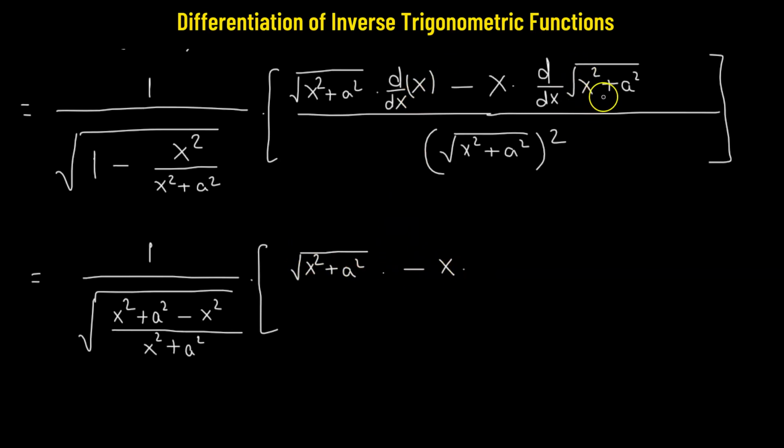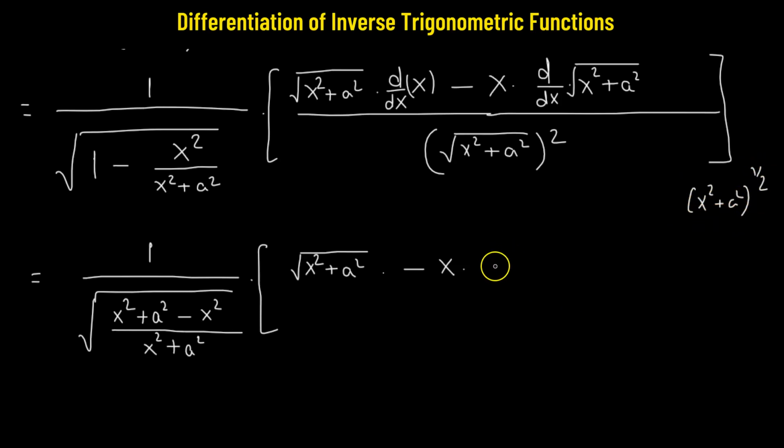Now what's the derivative of square root of x squared plus a squared? I'm going to skip the steps here and straight away write the answer. I'll leave it as an exercise to you. All you have to do is apply the power rule. The square root can be written as x squared plus a squared whole raised to the power of half. Go ahead and try it out.